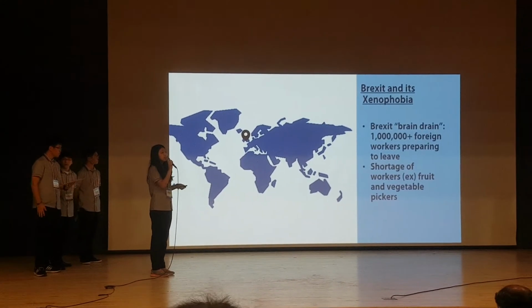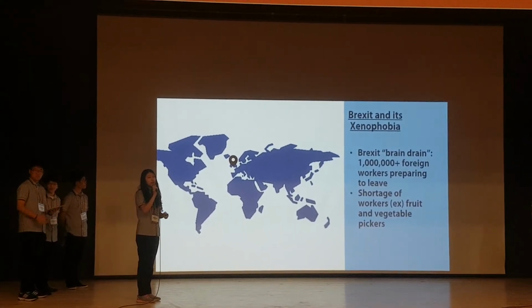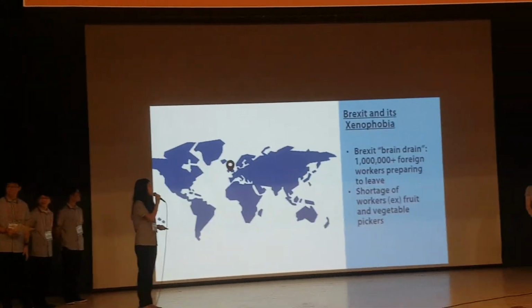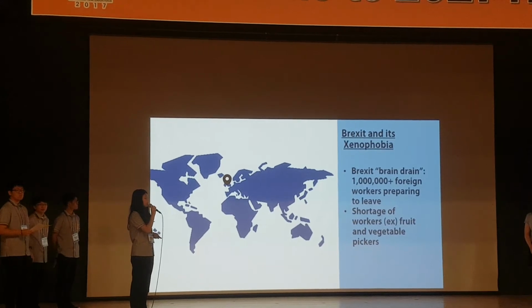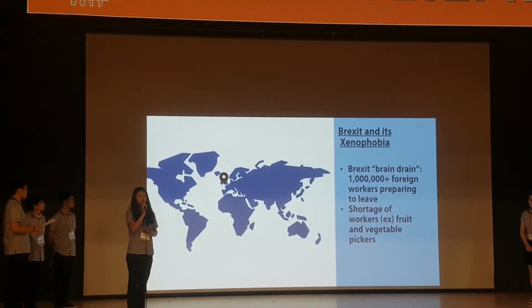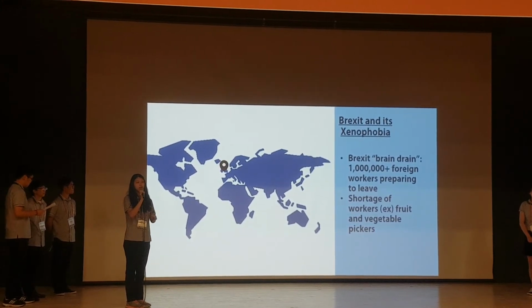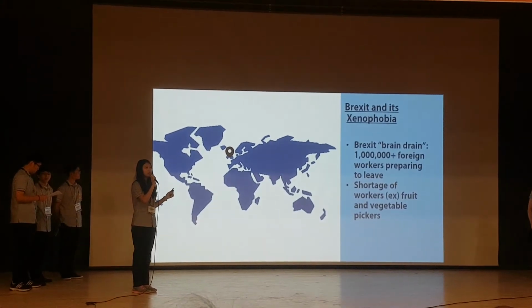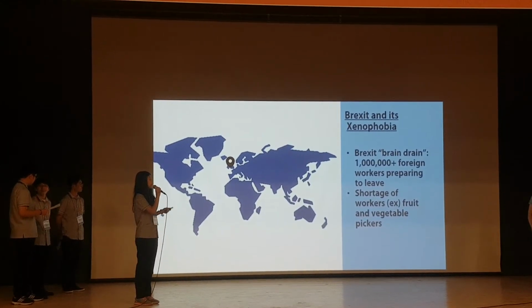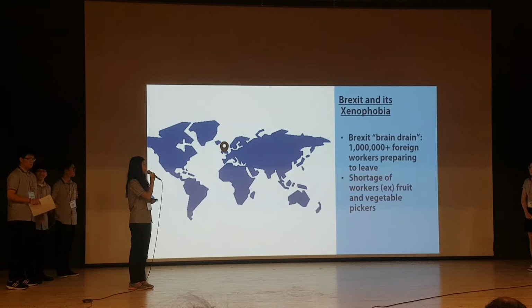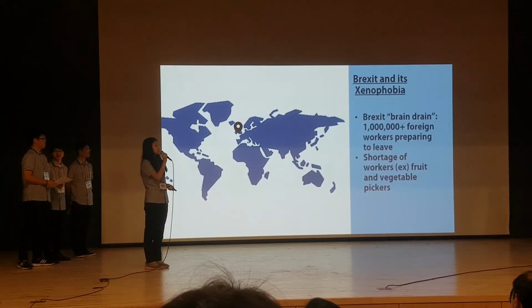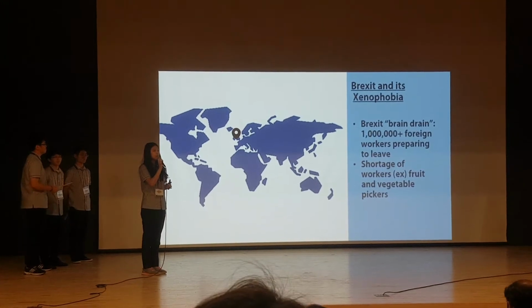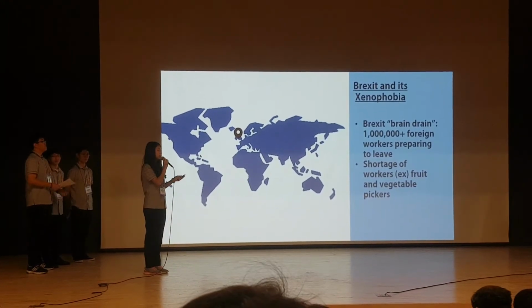However, you can see that racism not only has a negative effect on the victims of racism, but also on the country. There is a phenomenon called the Brexit brain drain. More than 1 million foreign workers are planning to leave the UK in the next 5 years because of Britain and its racist policies, especially regarding Brexit. And there's also a shortage of workers in the food and vegetable industry, which also shows that racism not only has a negative effect on the foreign workers, but also on the country itself.